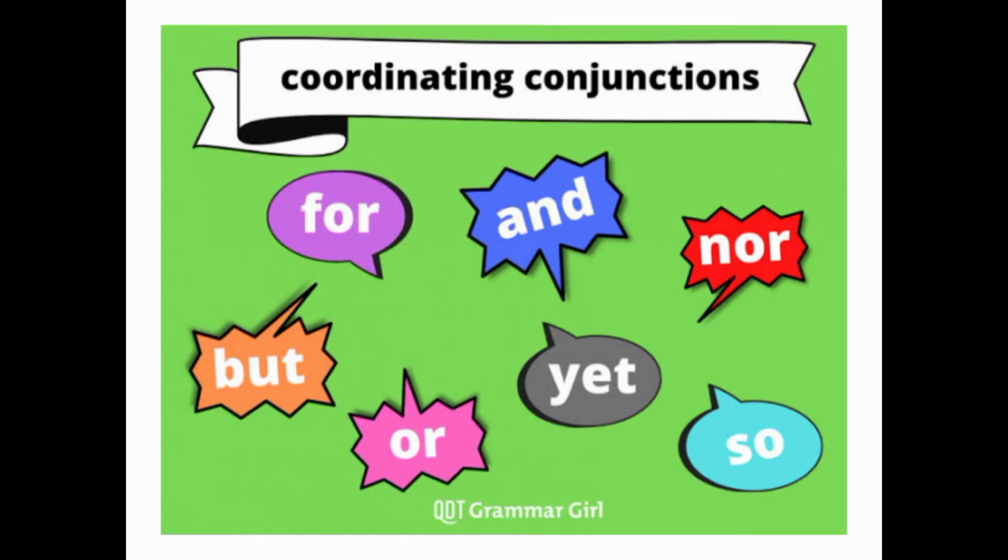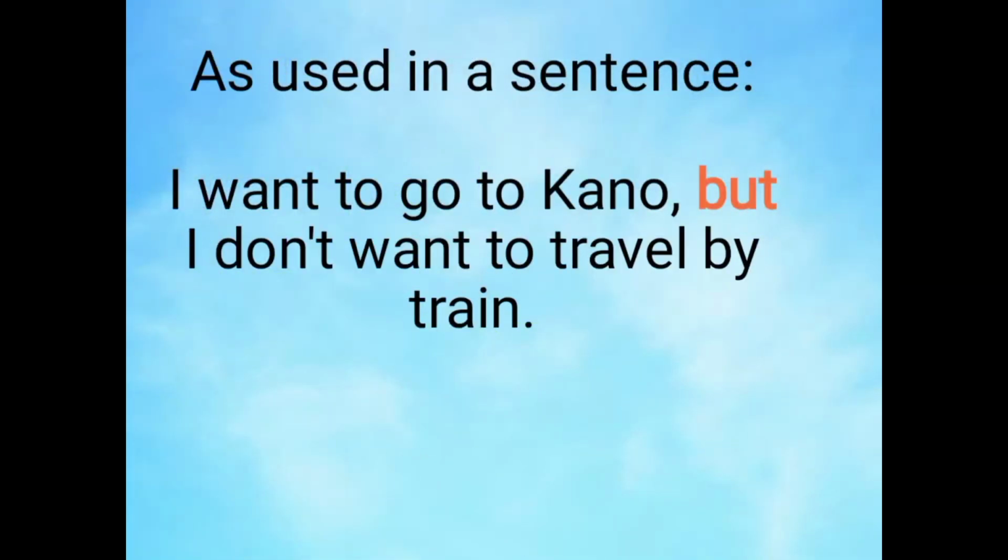As used in a sentence, we could have: I want to go to Kano. I want to go to Kano makes complete sense. If somebody should walk up to me and say, I want to go to Kano, of course, I'm going to understand what he or she is saying. And if the person comes to me and says, I don't want to travel by train, it still makes complete sense. I still understand that you do not want to travel by train. So now we have a conjunction there, which is but. I want to travel to Kano, but I don't want to travel by train.